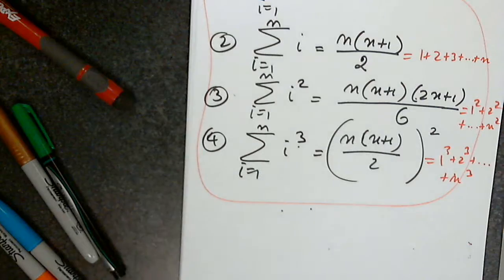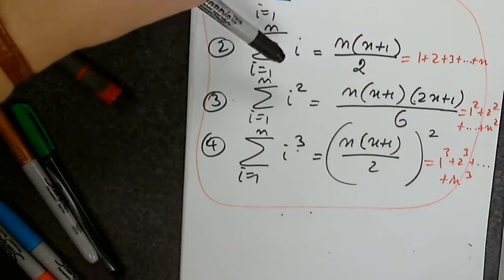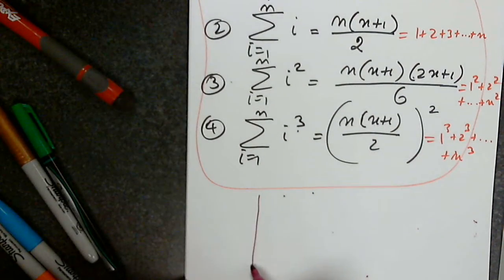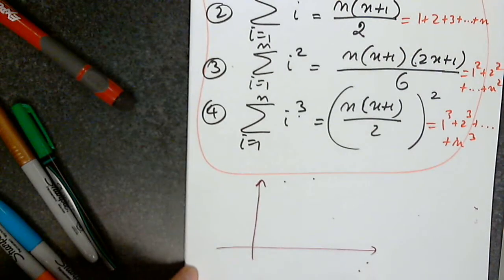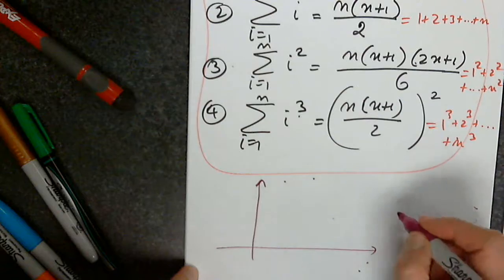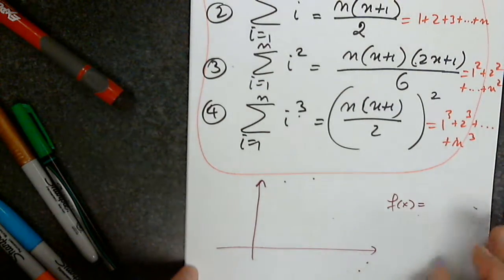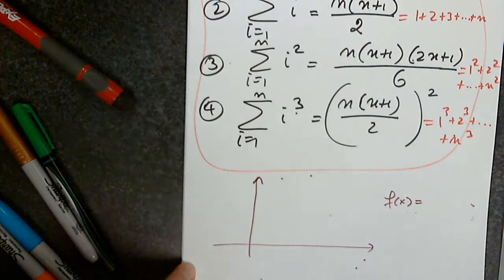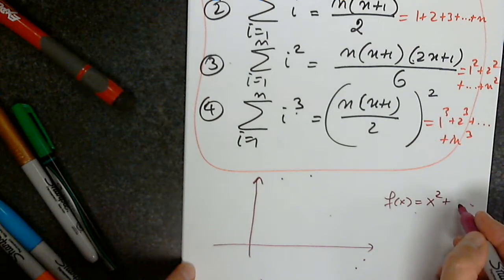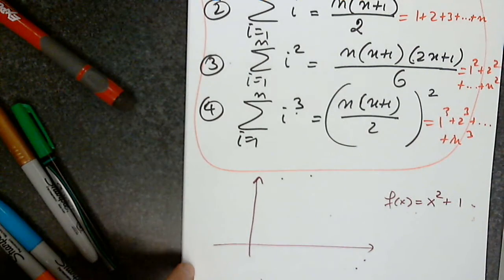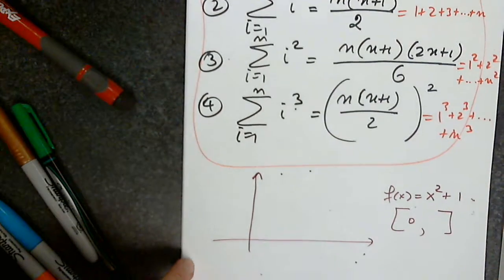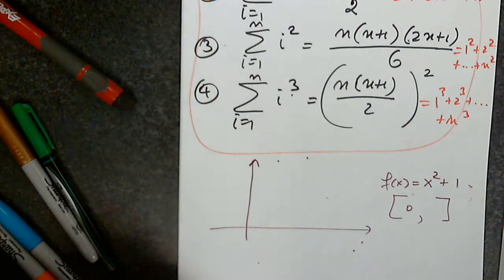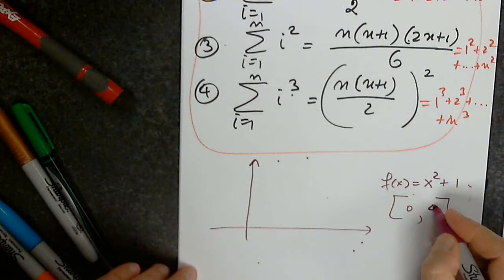Okay. Our next step is to look at a graph. Give me a simple graph, a simple function. F of x, a quadratic function. I don't know, let's say x squared plus 1. Give me an interval, a nice interval that starts with 0. Let's say 0 to 4.